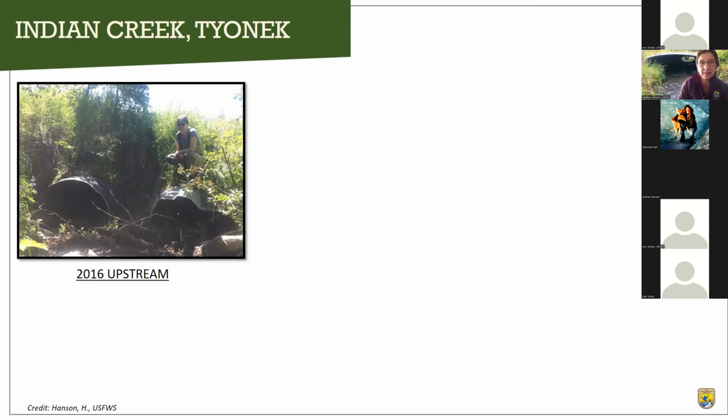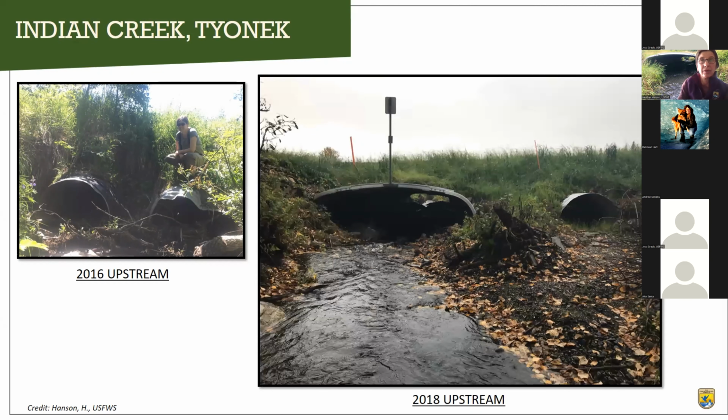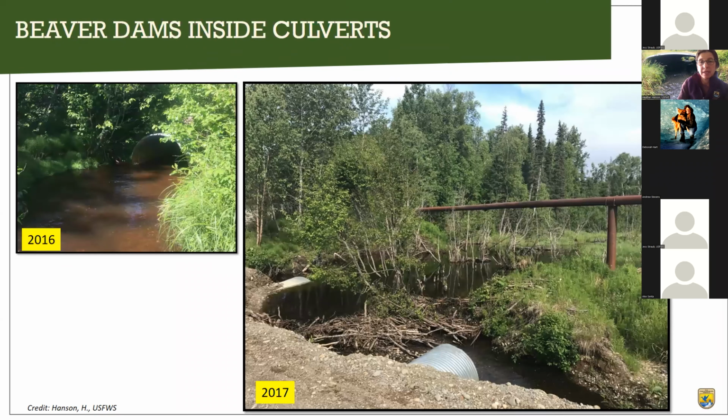This is a culvert in Tyonek that every year the village would go out and clear the debris from this culvert battery in order to allow adults to pass through it. And we went ahead and replaced that with a bankfull width culvert and floodplain culvert, which I think you've seen this picture in my presentations before. Beaver dams are also a major issue.